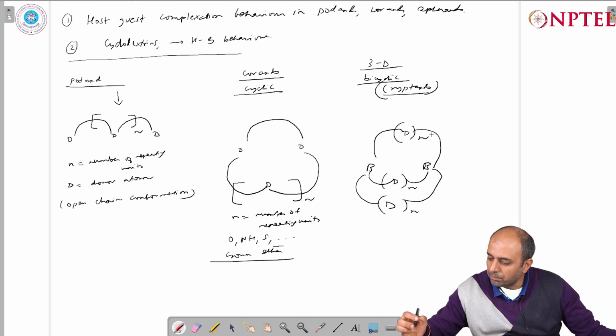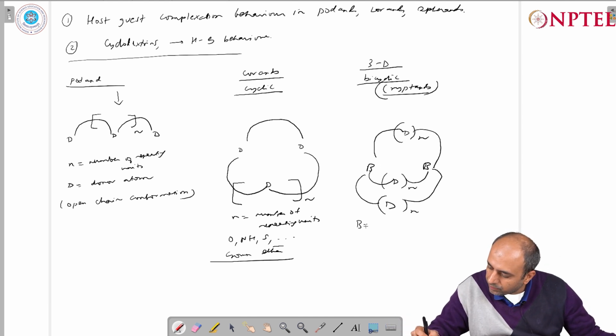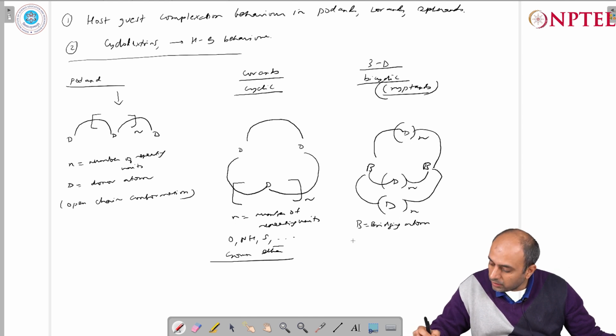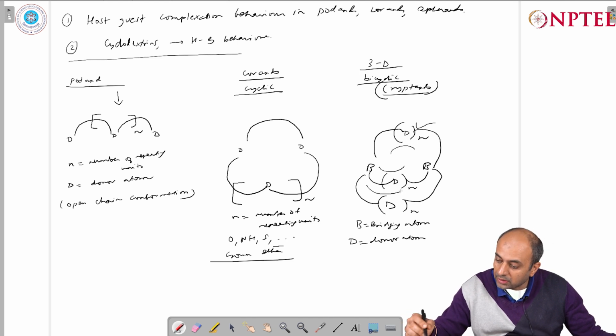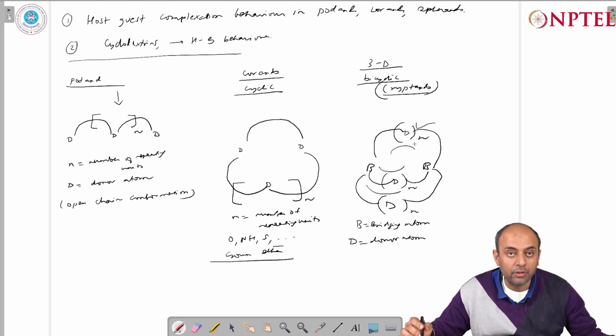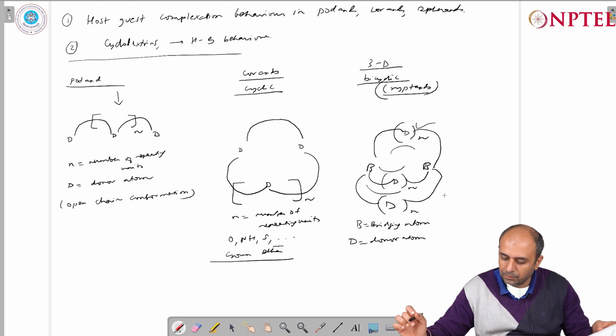So here we have got B. B is referred to as a bridging atom. D is the donor atom, and you can see that the two B represent the bridged atoms, and then between these two bridges you can have one ring which goes like this, the other like this, and the other like this. So this gives it a three-dimensional nature, a pre-organized host, and N is the number of repeating units here, and this class of molecules is referred to as cryptands.